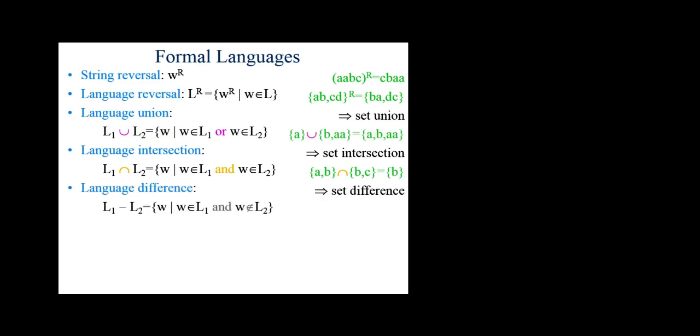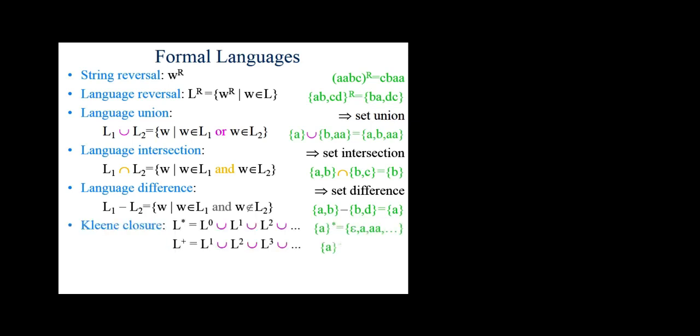Right? Language difference is all the strings that are in one and not in the other. So it's like set difference. And here are examples. Here's an example of the intersection. Here's an example of the union. Here's an example of a set difference. So if you take away B and D from A and B, all you get back is A. The D doesn't matter, and the B disappears because it's being subtracted out. Again, just like set difference, operators on sets, because languages are sets.